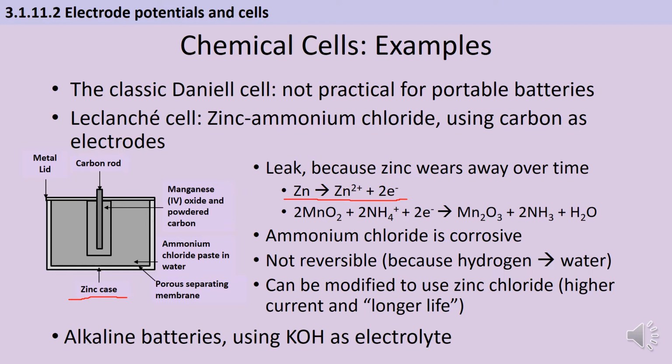And that's why if you have one of these cheap batteries for long enough, it will split and it will start to leak and let the ammonium chloride out, which is kind of a bad thing because it's really corrosive and will burn you, just because the zinc is getting used up because it's getting oxidized.